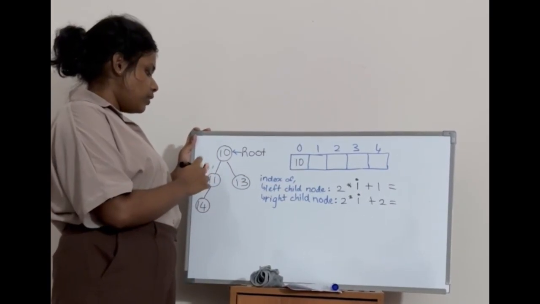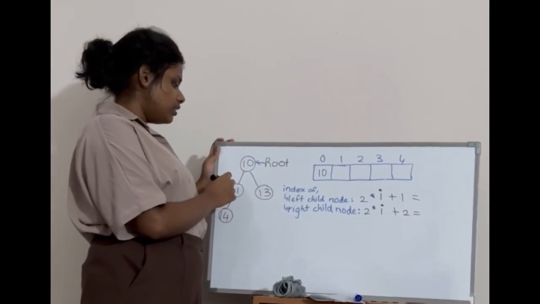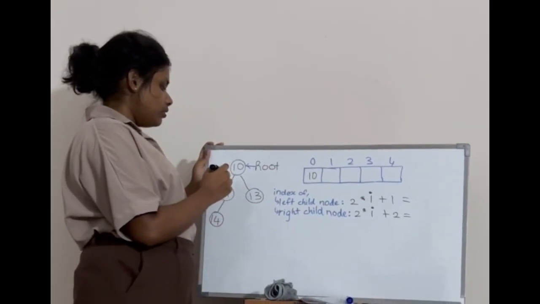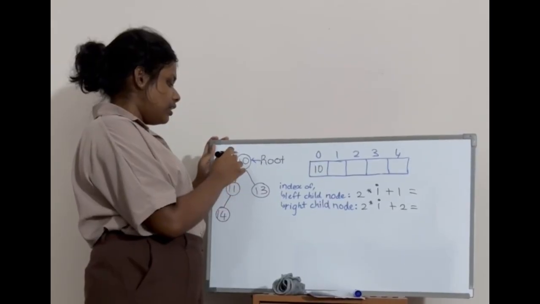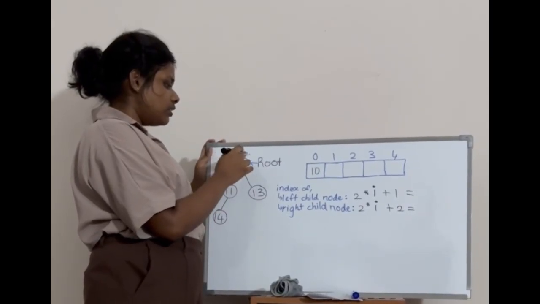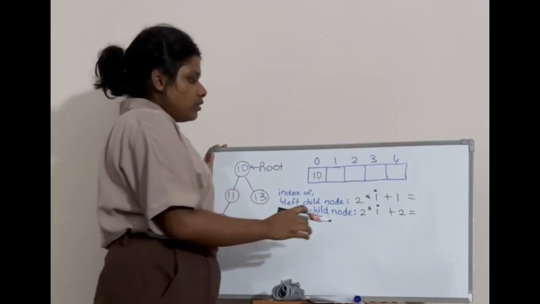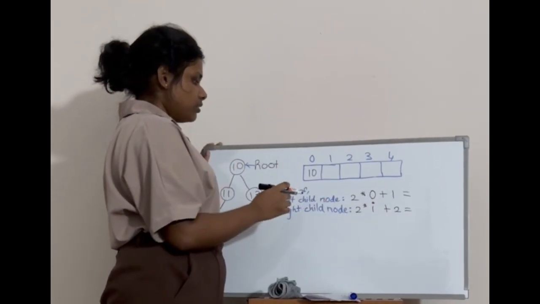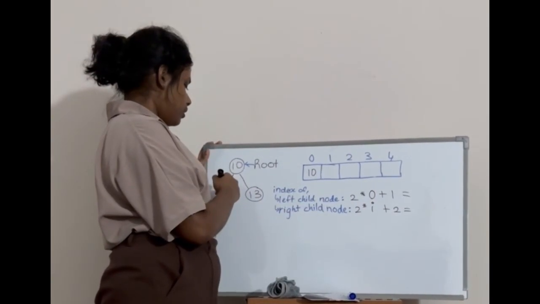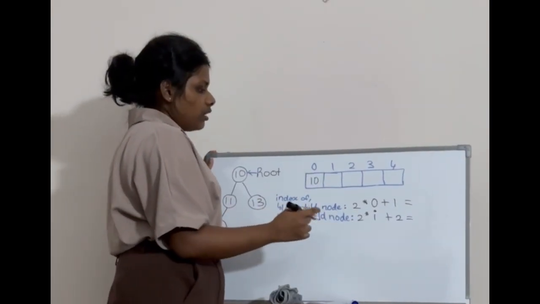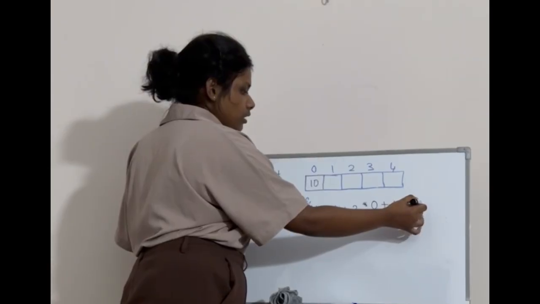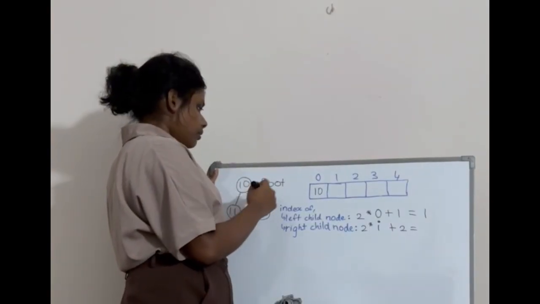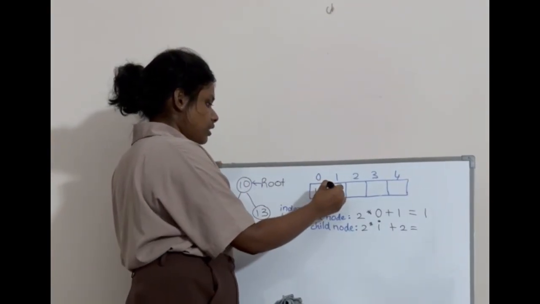And for 11, to find the index of this, we can use this equation because 11 is the left child node of 10, which is the root. So we can replace I with 0 because it is the parent of 11. We can get the answer like 1. So the position of 11 is at index 1.